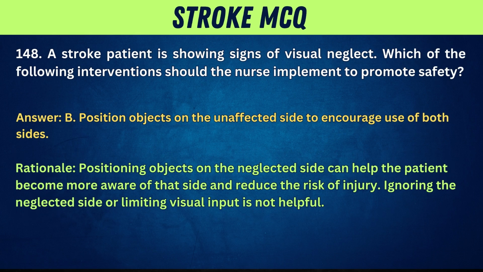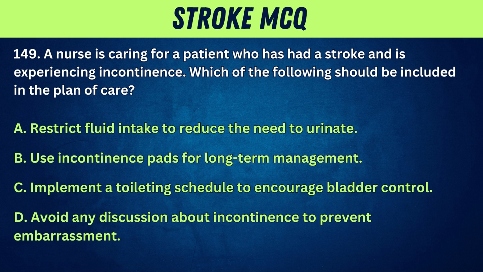Answer: B. Position objects on the unaffected side to encourage use of both sides. Rationale: positioning objects on the neglected side can help the patient become more aware of that side and reduce the risk of injury. Ignoring the neglected side or limiting visual input is not helpful.